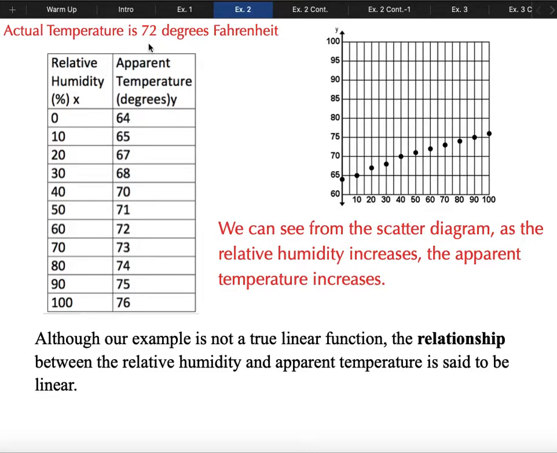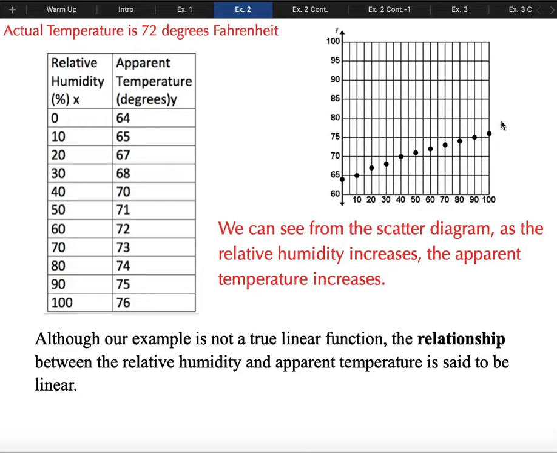So you can see when the actual temperature is 72 degrees, if you have no humidity, it actually feels a lot colder than it actually is. If you have 100% humidity, it makes it feel a lot warmer than it actually is, okay? So I've taken this data and we've made a scatter plot over here, and you can see from this scatter plot there's a definite upward trend, right?